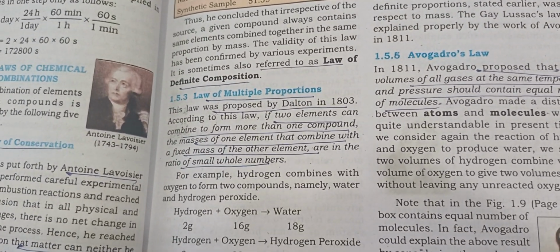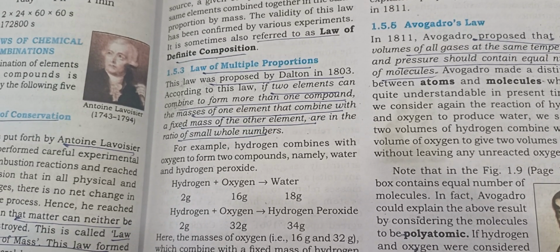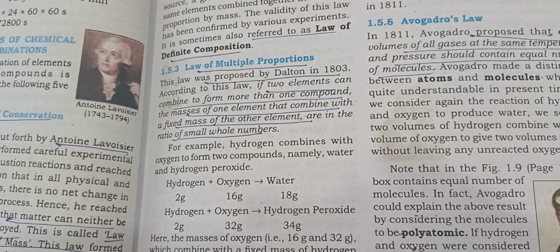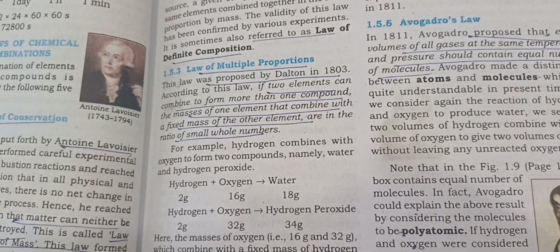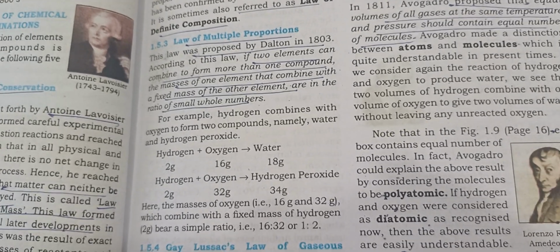It is also called the law of definite composition. Next, the law of multiple proportions was proposed by Dalton. Based on this, if two elements can combine to form more than one compound, the masses of one element that combine with a fixed mass of the other element are in the ratio of small whole numbers, right?